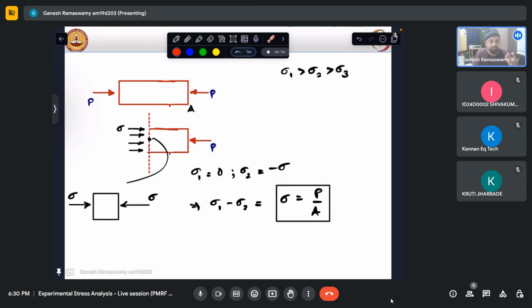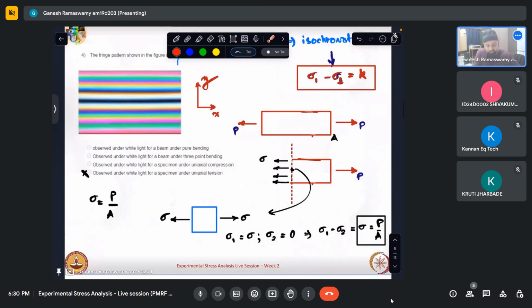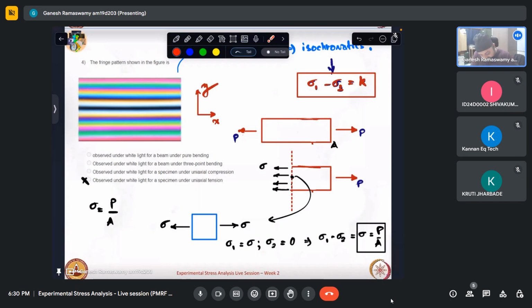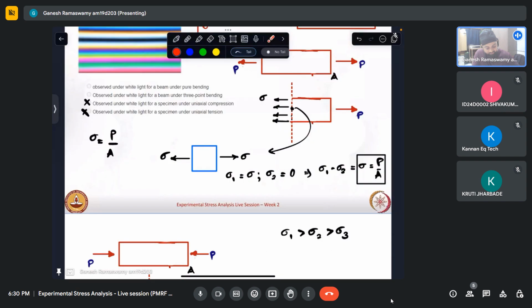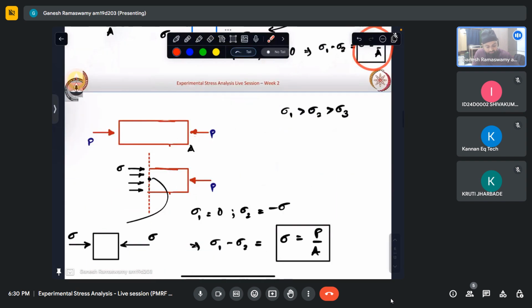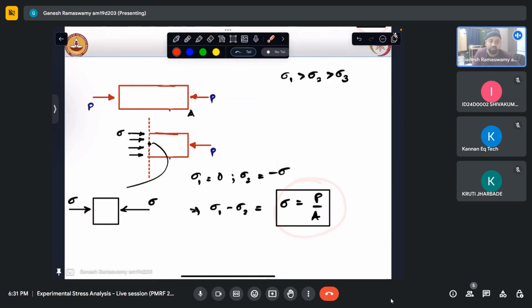So photoelastic fringes cannot differentiate between tension and compression, tensile stress and compressive stress. That is because sigma 1 and sigma 2 remain the same. So this is something interesting we see. Now this implies that our uniaxial compression is also not the case. But we have got one piece of information from here: whether it is tension or compression, it will give us the same color.